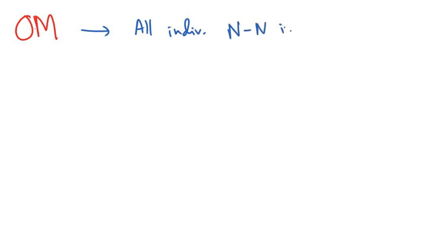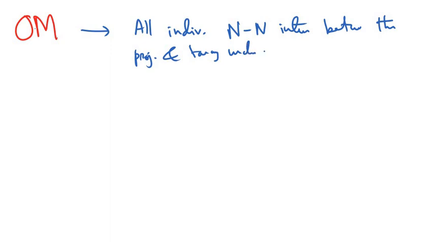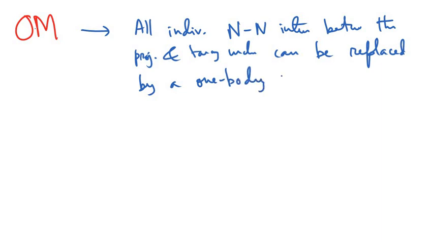Now what happens is that in the optical model, I will be writing OM for short, basically we will be considering certain assumptions. The first thing we will do is assume that all individual nucleon interactions between the projectile and target nucleus can be replaced by a one body potential or one body interaction that can be represented by your potential VR.